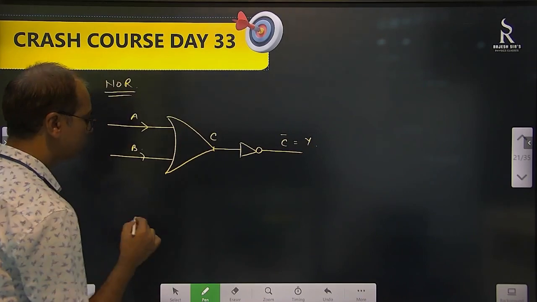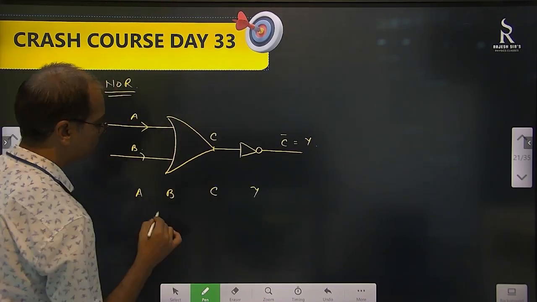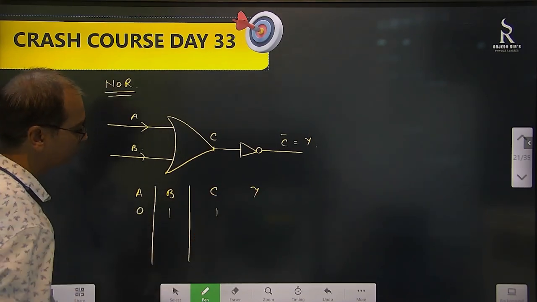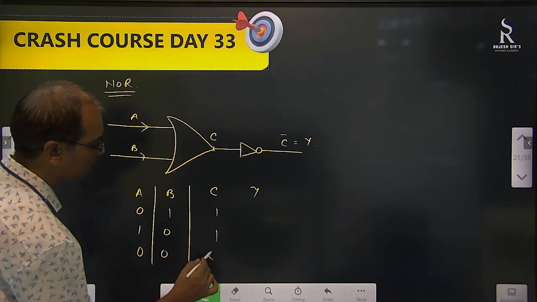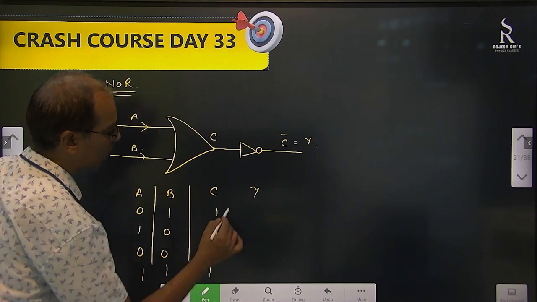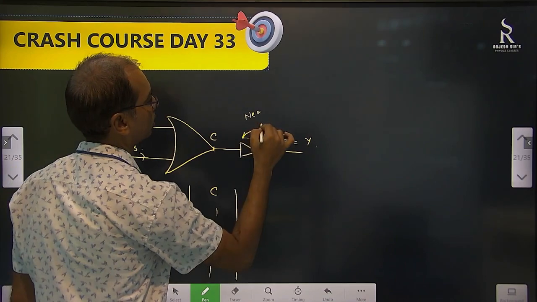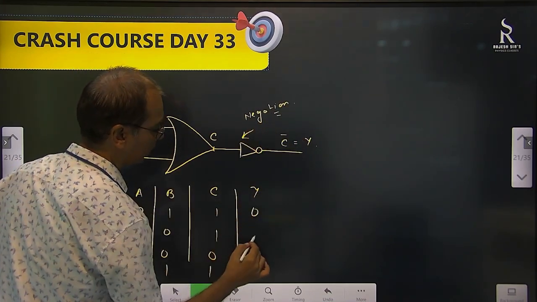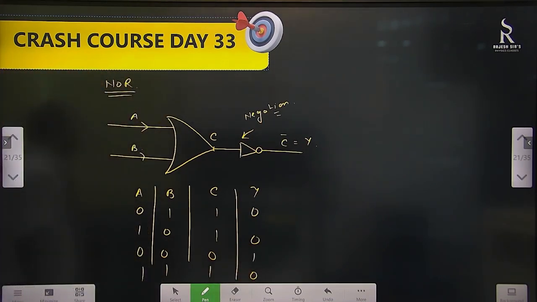So if we make the truth table here, A, B, C and Y, what will you say? 0, 1: C will be 1. 1, 0: this will be 1. 0, 0: this will be 0. 1, 1: this will be 1. Now, negation. That means it is going to reverse it. So negation means 1 will become 0, 1 will become 0, 0 will become 1, 1 will become 0. That is NOR.